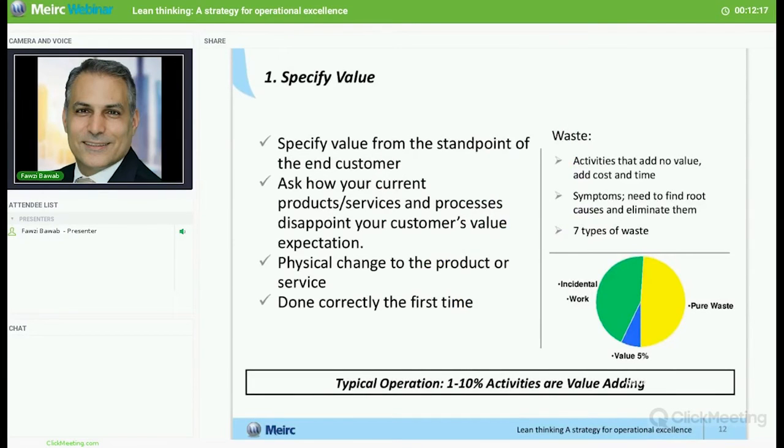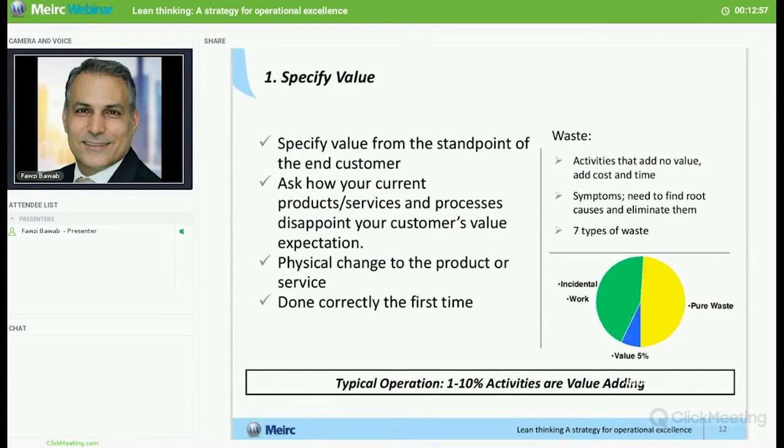So in this sense, specifying value from the standpoint of the end customer creates a shift from the perspective of an employee who might look at steps and consider them an added value, while if you go to the customer, the customer will tell you, well, I'm not ready to pay for it. This is not adding value to the work that I am subscribed to. So whether you have to do it right the first time, whether the customer is willing to pay for it, and whether the things are done right and achieves a physical change.